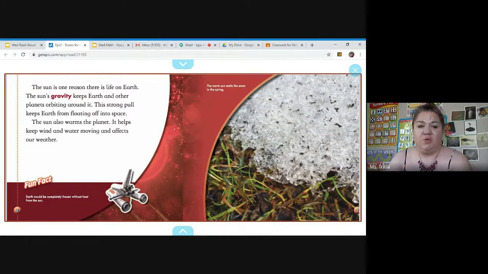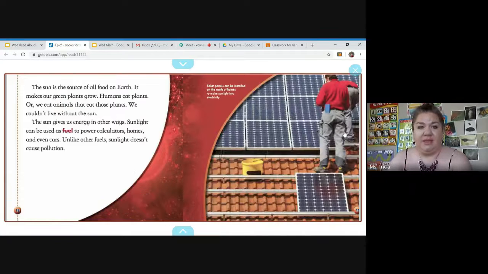The sun also warms the planet. It helps keep wind and water moving and affects the weather. Earth would be completely frozen without the heat from the sun, and the warm sun melts the snow in the spring. The sun is a source of all food on Earth.